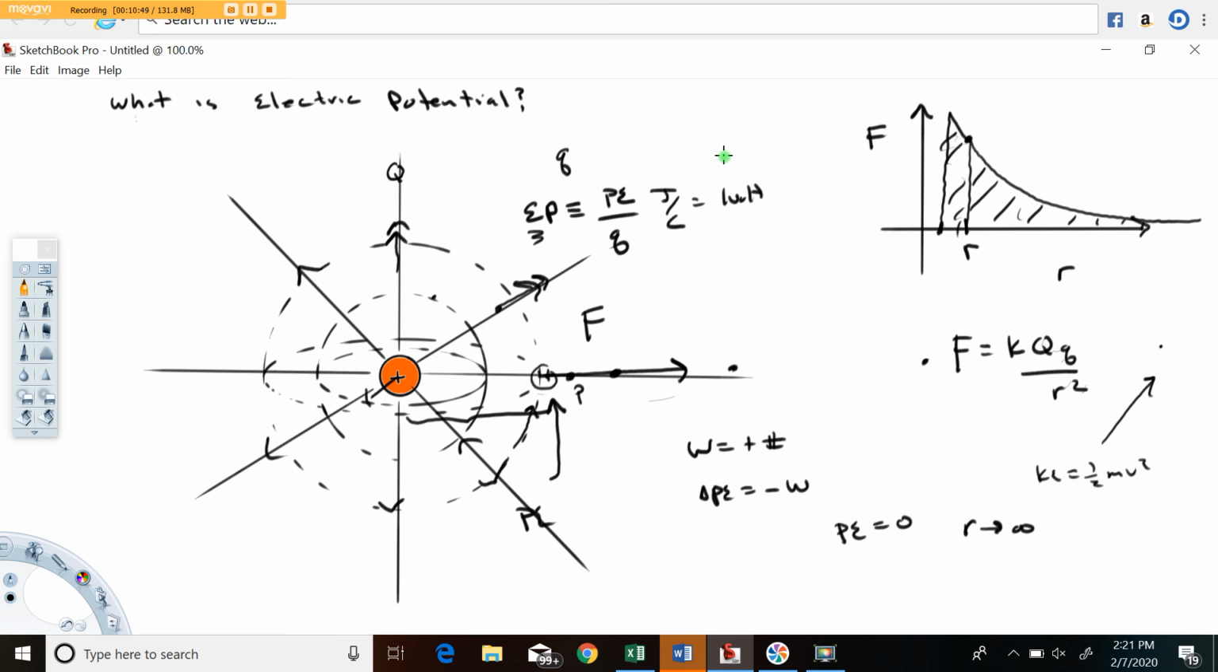So anyway, that's my attempt number one here to conceptually describe what electric potential is. I hope that this has helped with that.